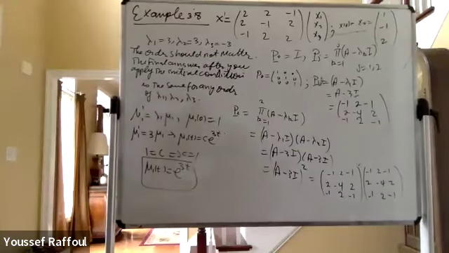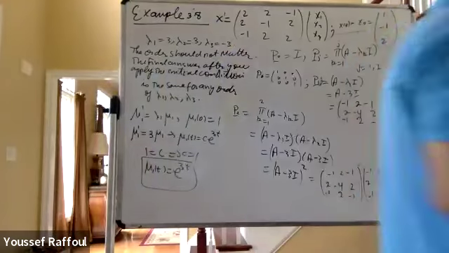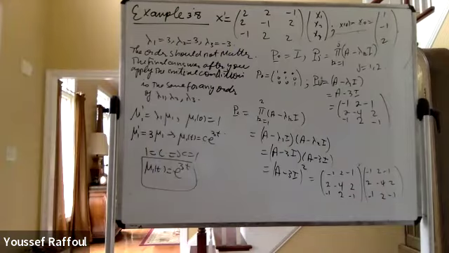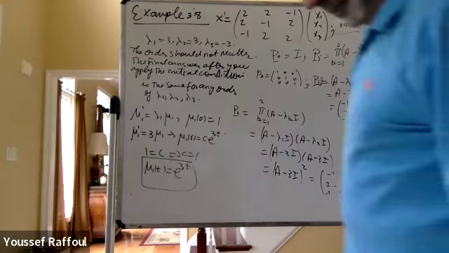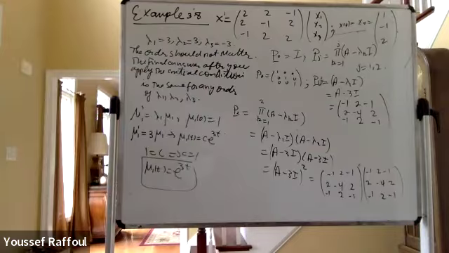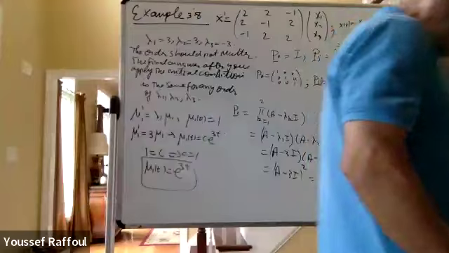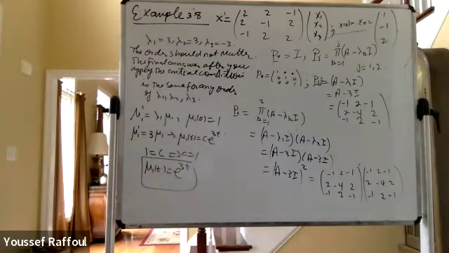Okay? So that is mu 1 of t. All right? Any questions? Okay.